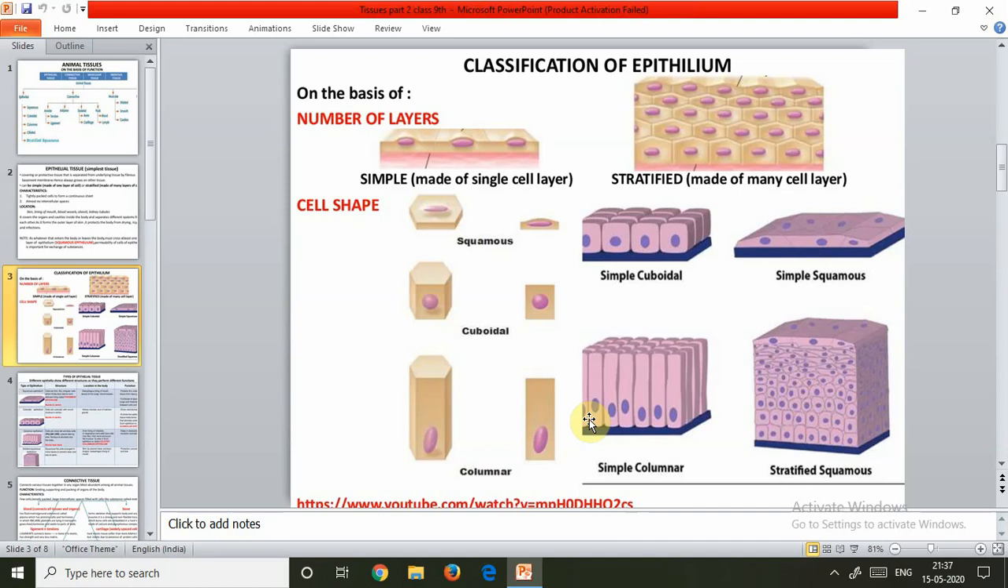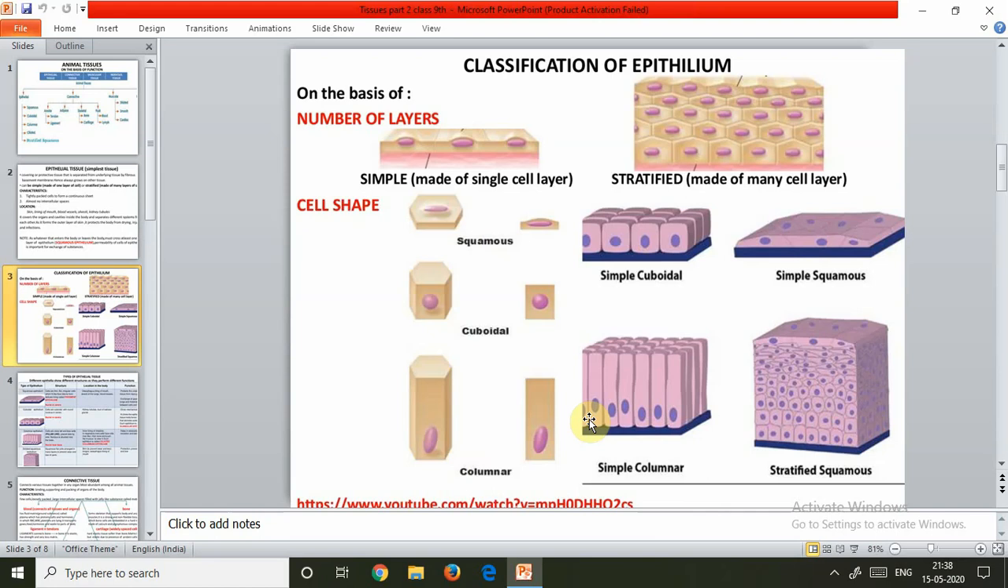Now where does this columnar epithelium occur? It forms the lining of the stomach, small intestine and colon, and also forms the mucous membrane. It also forms the lining of the gallbladder and the oviducts and facilitates movement across the cells. Because of these microvilli, which are cilia-like structures, they help in easy movement, because they move and help whatever has to be passed. These cilia-like cells help in the movement of that particular thing.